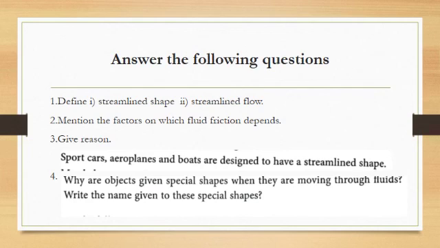That's all for today, and you have to write answers of these questions in your rough notebook.